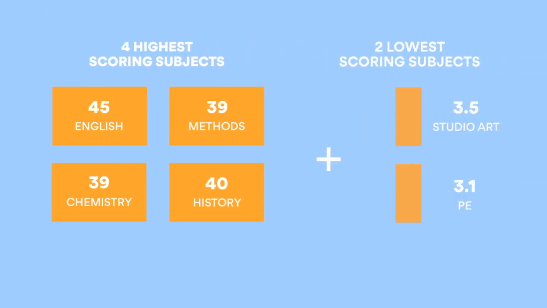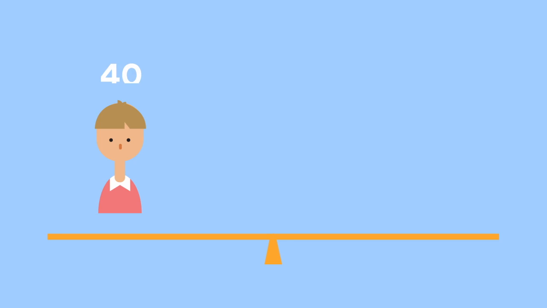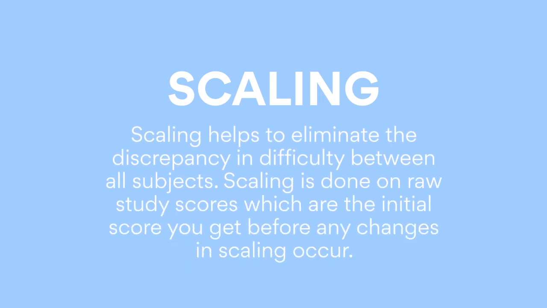The marks I've just mentioned, which contribute to your aggregate score and consequently your ATAR, are scaled study scores. Scaled study scores versus raw study scores. Have you ever wondered how it could be fair for a student to study specialist maths and achieve a study score of 40, and another to study further maths and also achieve a study score of 40? It doesn't seem quite fair, because the level of maths in specialist maths is far more advanced. The ATAR system understands this, so we do something called scaling. Scaling helps to eliminate the discrepancy in difficulty between all subjects.